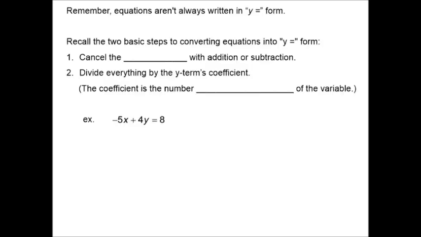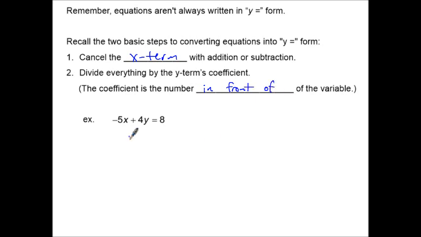Now, hopefully you were thinking, wow, this is pretty easy, and I agree, it kind of is. Hopefully you weren't thinking, oh my gosh, this is so hard, but anyway, here we go. Equations aren't always written in a y equals form, so this does add a degree of difficulty wrinkle into what we just did. The 2 basic steps for converting equations into that y equals form are going to be cancel the x term with either addition or subtraction, and then divide everything by the y term's coefficient. Again, that's the number in front of the variable.